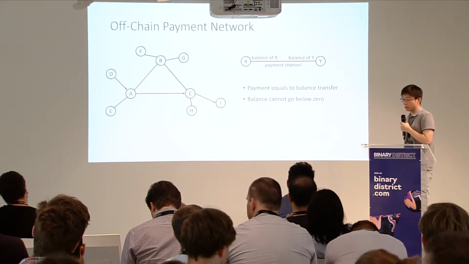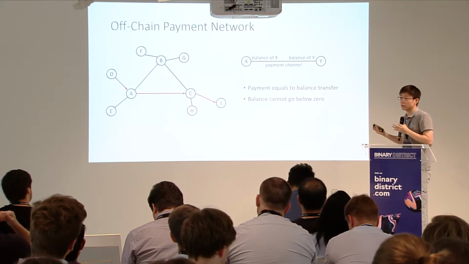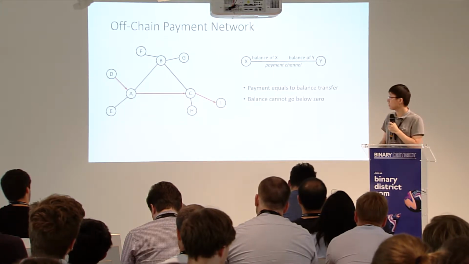Okay, now let's talk about payment. I don't think we need a motivation here for off-chain payment. Everyone already has a very good concept of what a payment network is. Basically, we have a payment channel, and for simplicity, let's assume bi-party channels, with X and Y connected by a payment channel. Each of them has some balance, and a payment is actually just a balance transfer. The only requirement is that each balance cannot go below 0.